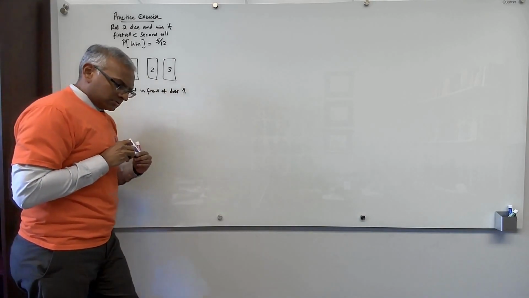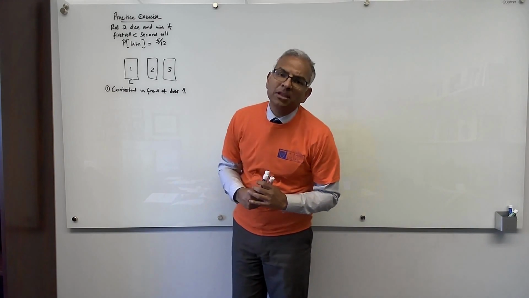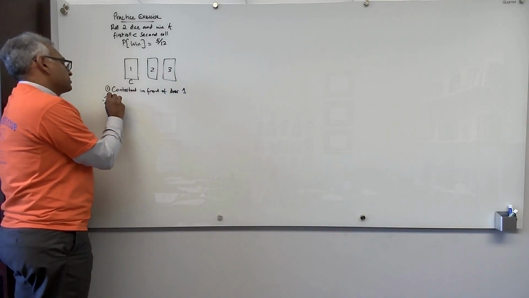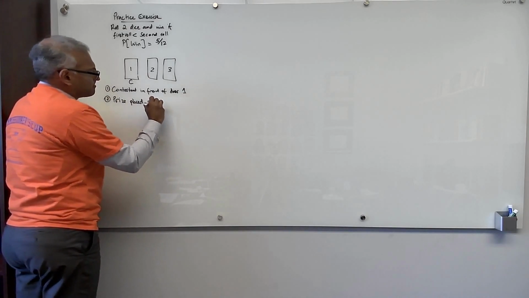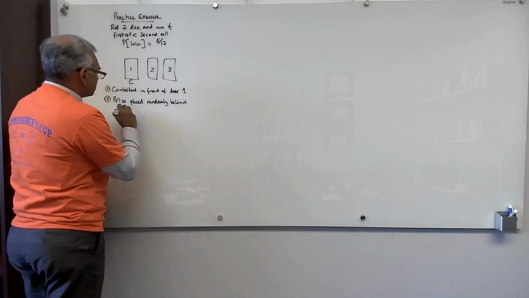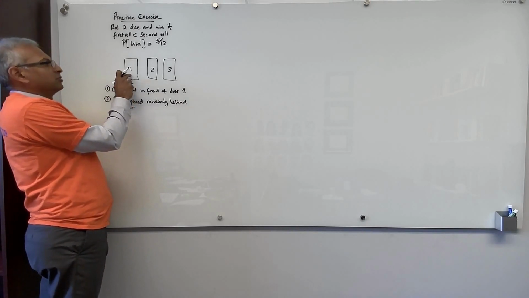Okay. Now the game proceeds as follows. A prize is placed randomly behind one of the doors. Okay. Prize placed randomly behind a door. So the prize could be either behind door 1, 2, or 3.